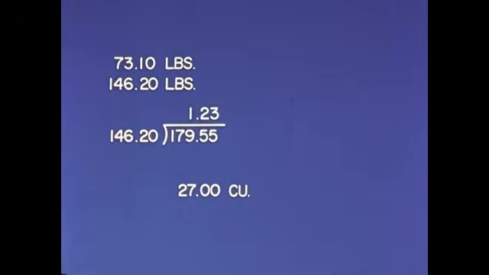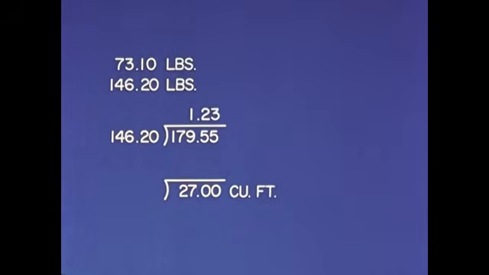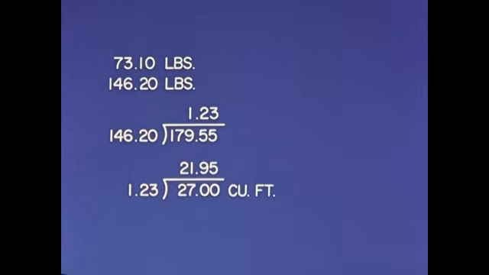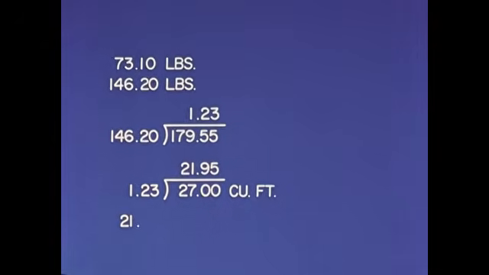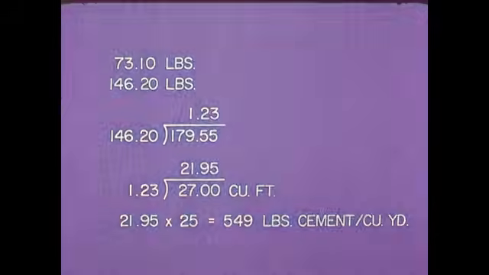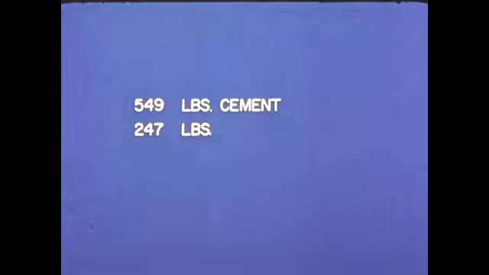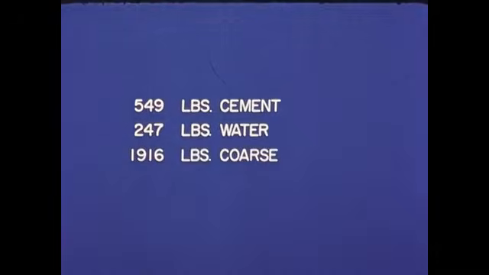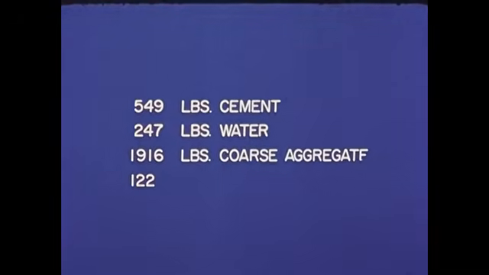Since there are 27 cubic feet to the yard, 27 divided by 1.23 equals 21.95, the number of 25-pound batches needed to make a cubic yard. Thus, this mix of concrete calls for 21.95 times 25, or 549 pounds of cement per yard. 549 pounds of cement, 247 pounds of water with air entraining agent, 1,916 pounds of coarse aggregate, and 1,229 pounds of sand.